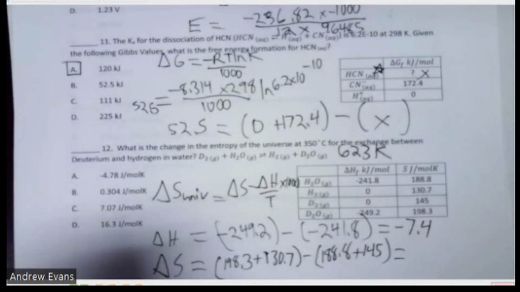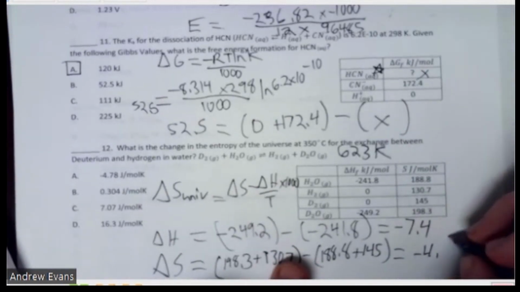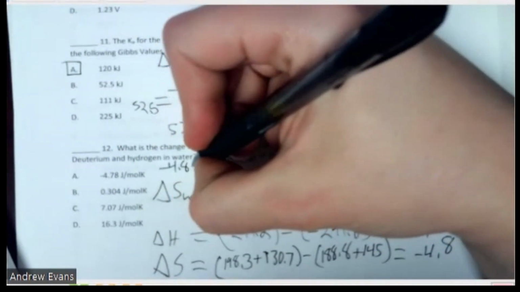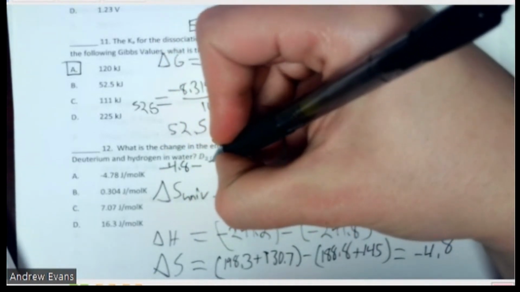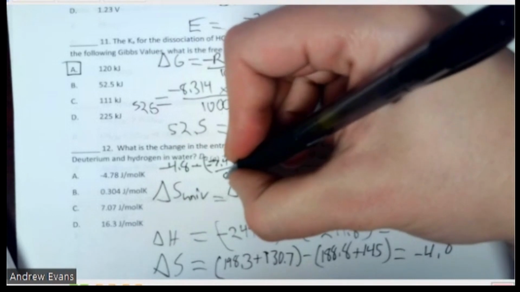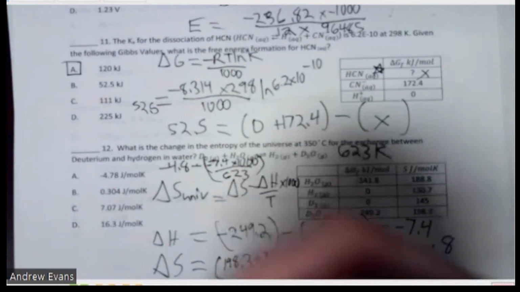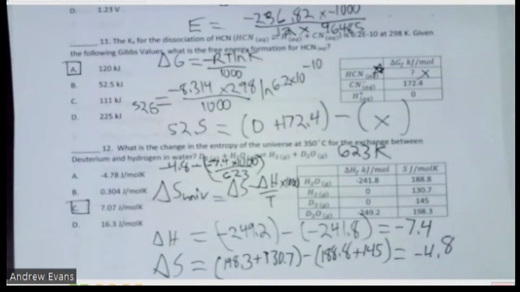So the entropy is going to be low and negative. The enthalpy will be low and negative 4.8. So plugging this back in, negative 4.8 minus a negative 7.4, but times 1,000 divided by 623. The result is 707. So it's mildly spontaneous, but not too much.